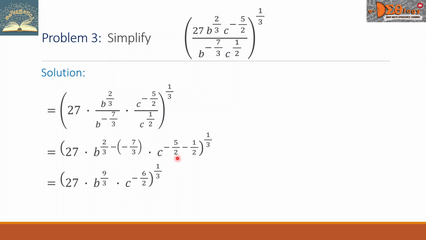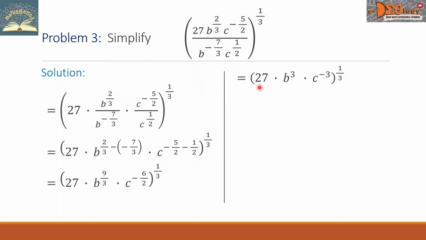And then the c, the negative 5 over 2 minus 1 over 2. Same denominator, so we can combine the numerators. Negative 5 minus 1 is negative 6 all over 2. Again, the power 1 over 3 is copied. We simplify further. The fraction 9 over 3 becomes 3, and this negative 6 over 2 becomes negative 3.